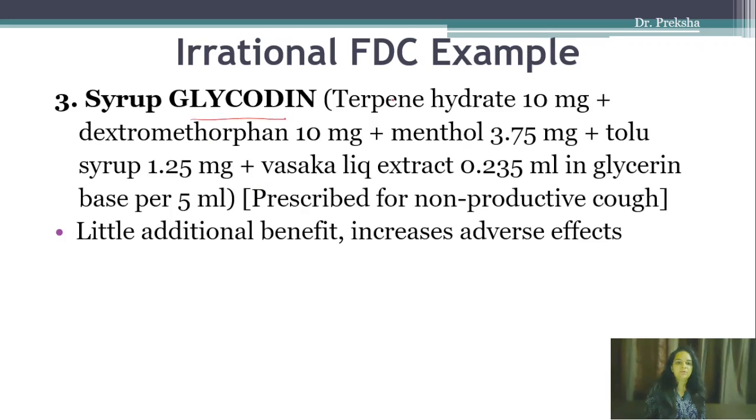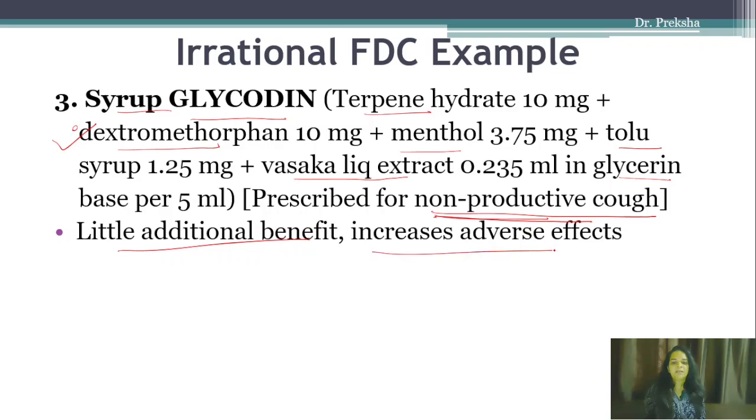Now consider a syrup containing glycodine, terpene hydrate, dextromethorphan, menthol, tolu, Vasaka liquid extract, and glycerin. These ingredients are present in a syrup prescribed for non-productive cough. But all these are not needed for dry cough. For non-productive cough, only dextromethorphan, which is an antitussive, is enough. There is little additional benefit, and all these agents can increase the chance of adverse drug reactions. So these agents should not be combined in a syrup.